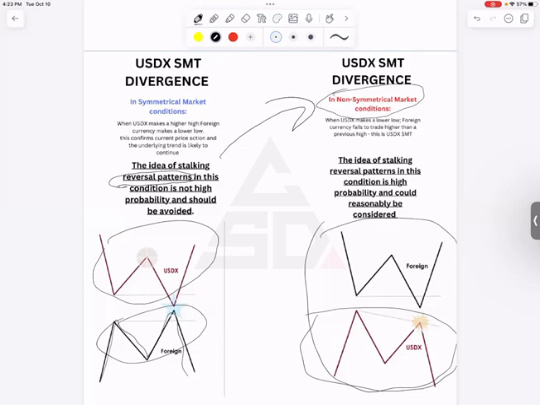So when the foreign pair took out that low, that's grounds for opportunity to take advantage of that on your foreign pair. When you spot this on a higher time frame, and this is happening on a foreign pair, then we understand that we can take advantage of these moves. So that's really about it. So just understanding the difference between symmetrical and non-symmetrical. Non-symmetrical is where you can take advantage of reversals.